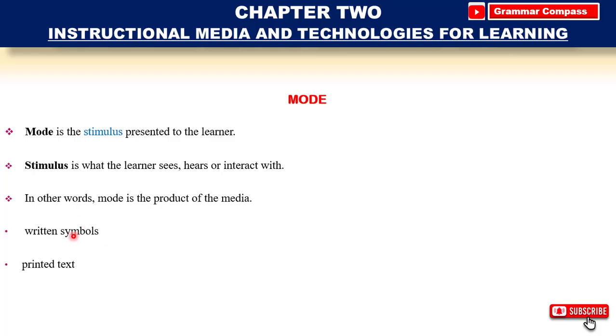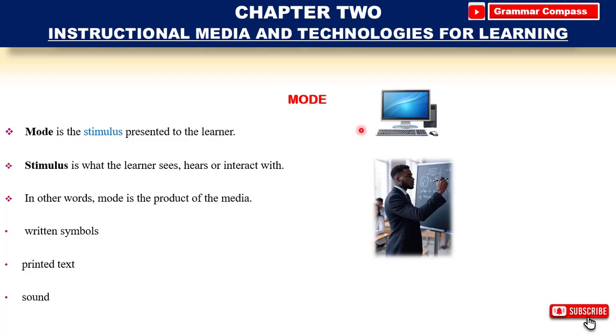Another example of mode is printed text. We can find this in textbooks. So textbooks produce printed text that can be interpreted by the student. Sound is also an example of mode because it can be perceived by the students. Therefore, we can say that computer is an example of media. However, the things that computers produce, which the learners can see, hear, or interact with, is what is referred to as mode. So the computer can produce sound, it can produce written symbols, or printed text.